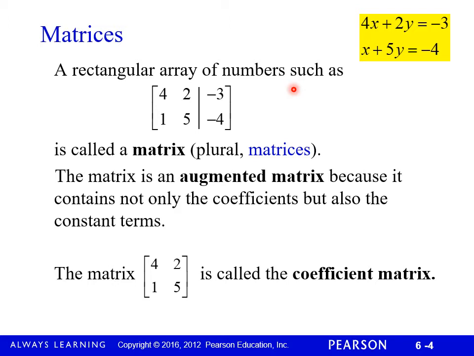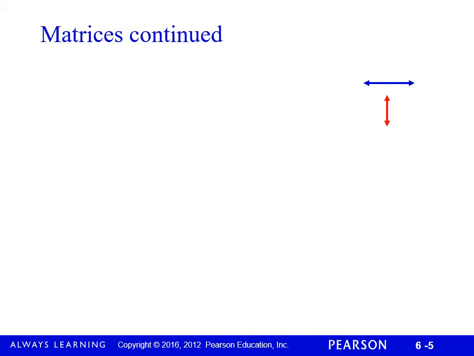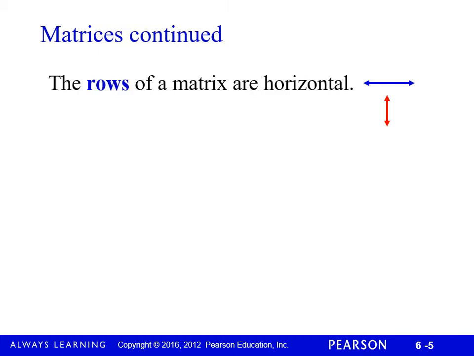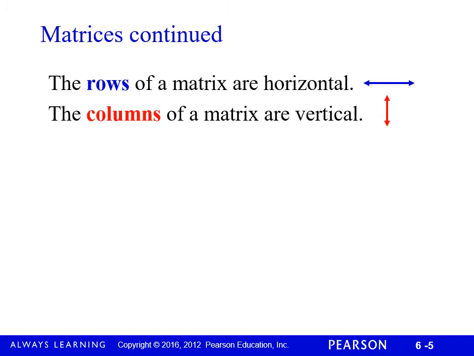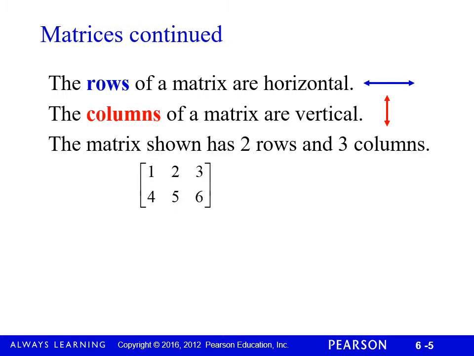Another matrix, a subset of this matrix, 4, 2, 1, 5, is called the coefficient matrix because you can see that it is the coefficients on each of the variables in the equation. The rows of a matrix are horizontal, they go left to right. The columns of a matrix are vertical, they go up and down.